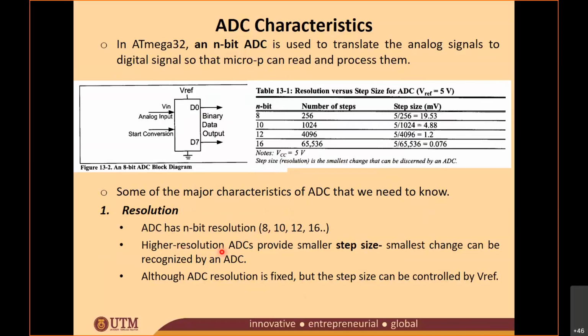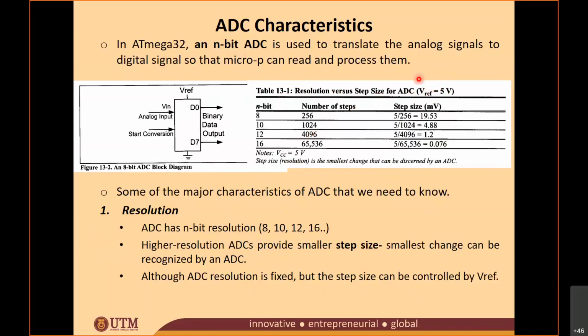Higher resolution ADCs provide a smaller step size, which is the smallest change that can be recognized by an ADC. So higher resolution, better step size, and the conversion will be better. Although the ADC resolution is fixed, the step size can be controlled by VREF. This is the table of resolution versus step size for ADC. We take our VREF equal to 5 volts. This VREF can be 5 volts, or any voltage that you put in, or it can be an internal voltage.